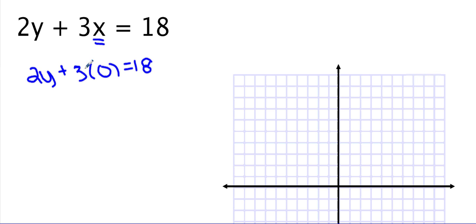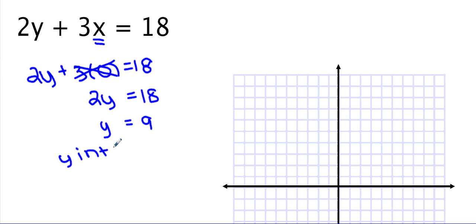This now allows for my x value to completely disappear when I multiply by 0, leaving 2y equal to 18, dividing both sides by 2, so that I get y equals 9. So I now have a y-intercept of 0, 9, which I can now also plot over here on my graph. I will move over 0, but up 9, and plot my point.